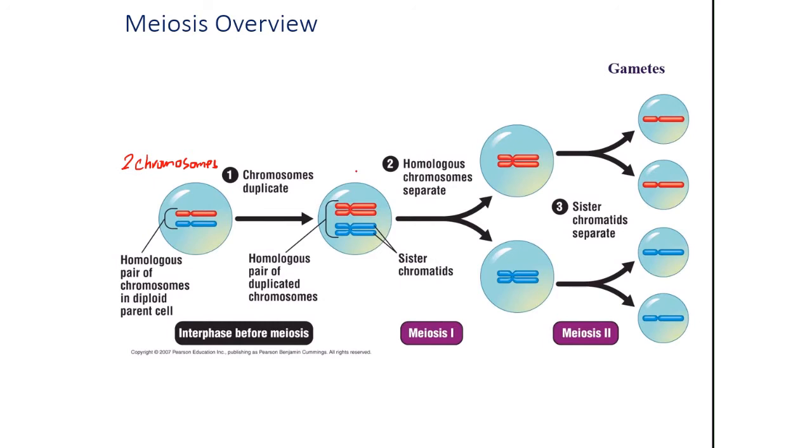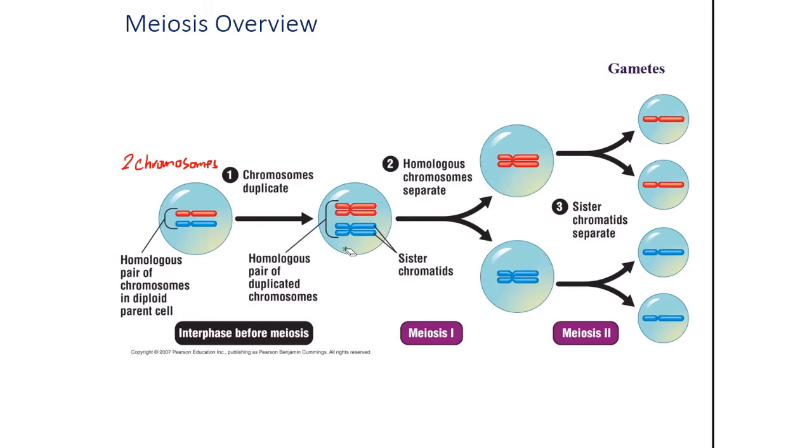And what happens is, before we have the first division, before we have meiosis I, we are going to duplicate our chromosomes. We are going to undergo DNA replication to make a copy of each of these chromosomes. So afterwards, you would have an exact copy of the original, and they are going to be held together at the centromere. Now here is where things could potentially get a little bit confusing.